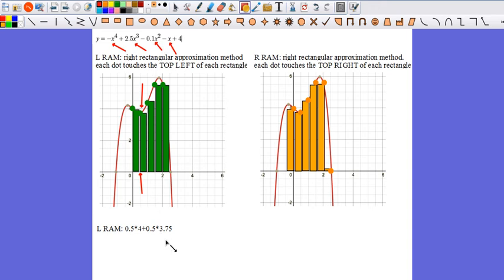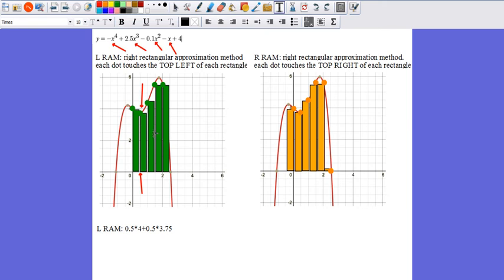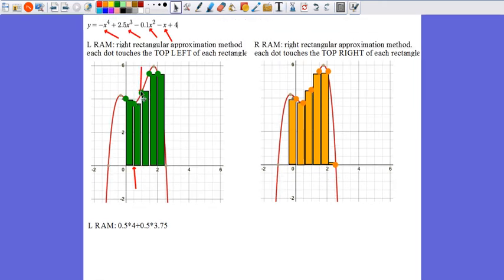Now let's bounce on over to this dot right here.